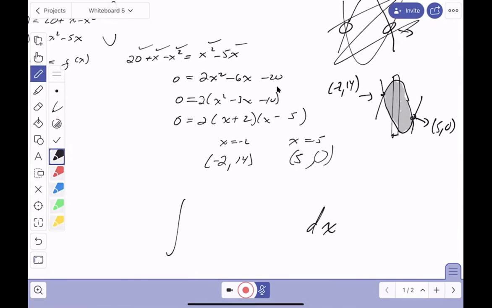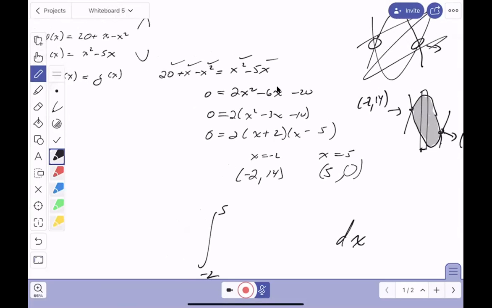And where am I starting? Well, it looks like I'm starting at minus 2, going along the x's, and I'm stopping at 5. What's the upper curve? Well, the upper curve is going to be that downward parabola, which is 20 plus x minus x squared, minus the lower curve, and that's going to be x squared minus 5x.